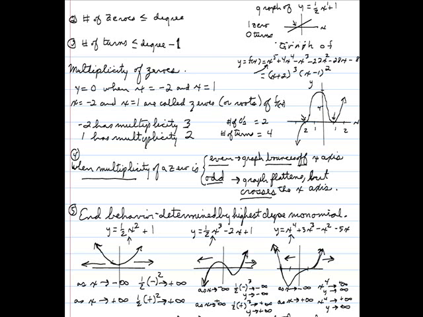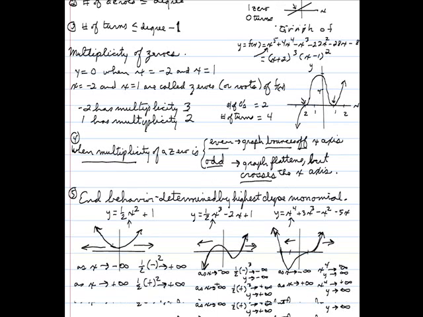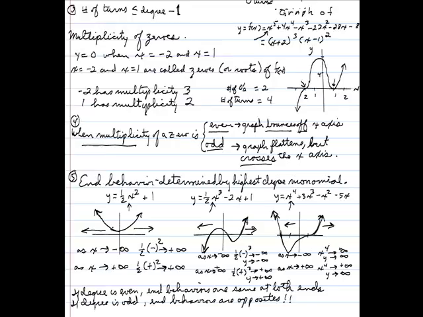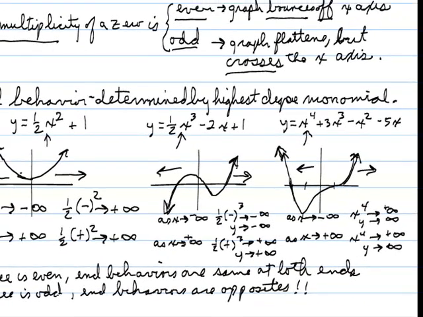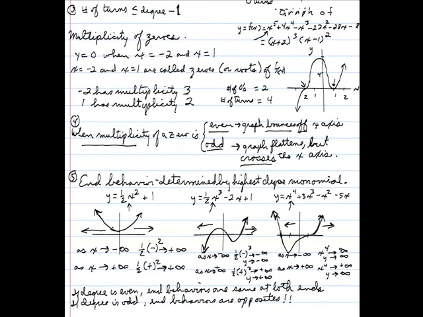So we can draw a conclusion about this. And the conclusion is, if the degree is even, the end behaviors are the same at both ends. So you only have to look at one end behavior. If the degree is odd, the end behaviors are opposite at each end. So again, you only have to look at one. If you determine that on the right it's going up, then on the left it will be going down if your degree is an odd degree.